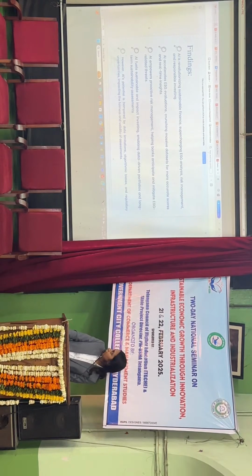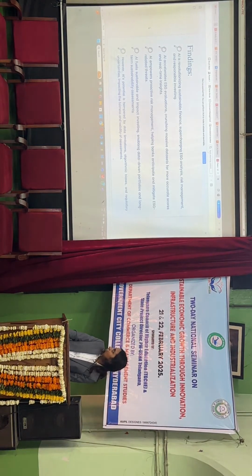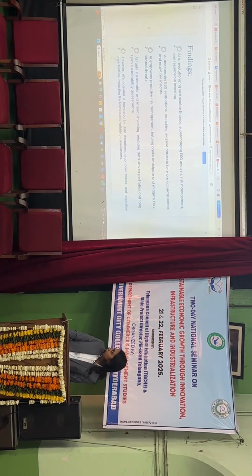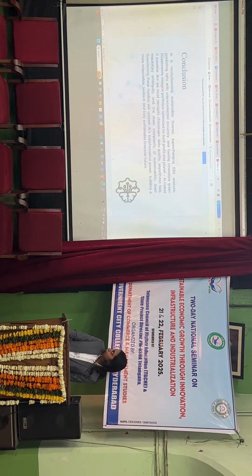AI fuels sustainable and impact investing, enabling data-driven portfolios and long-term sustainability assessment. However, AI's potential is hampered by data limitations, algorithm biases, and regulatory uncertainties, impacting the fairness and validity of assessments.